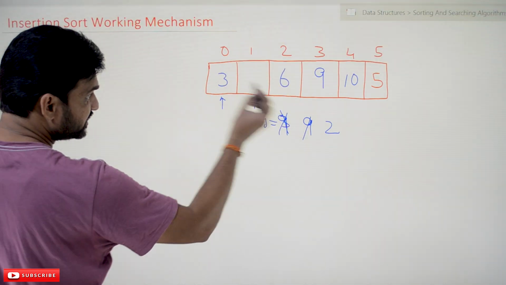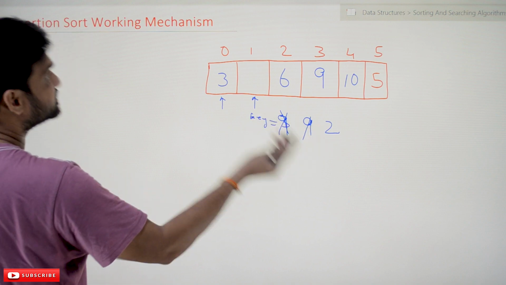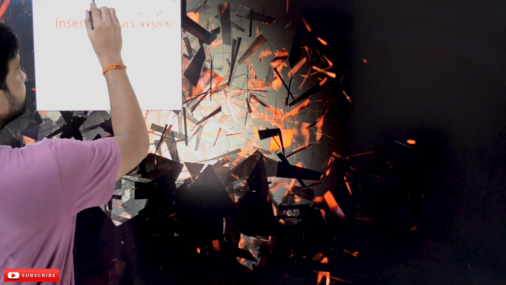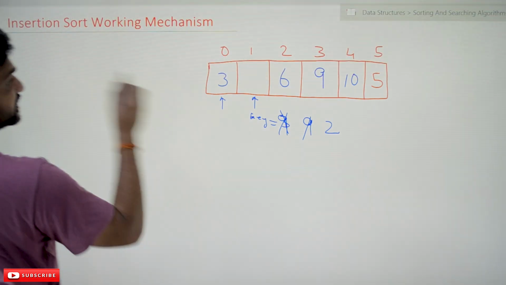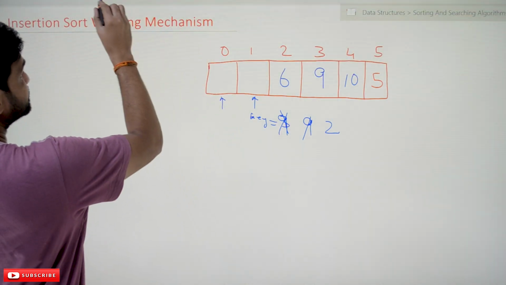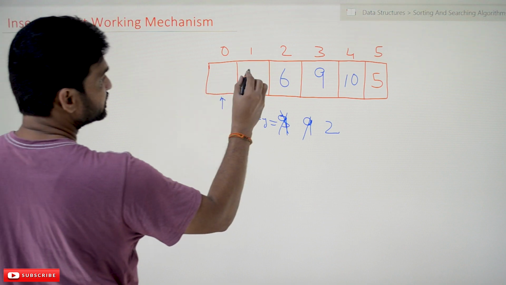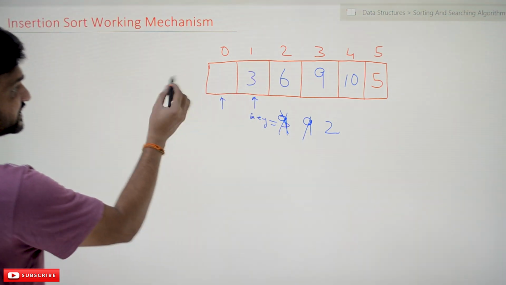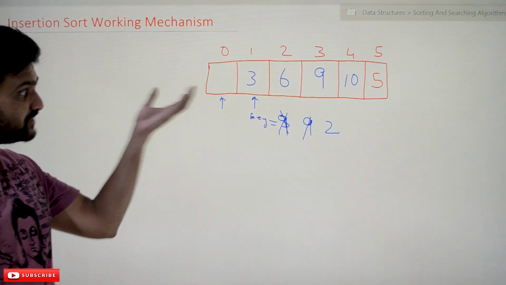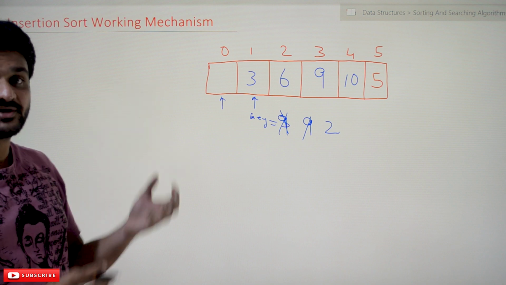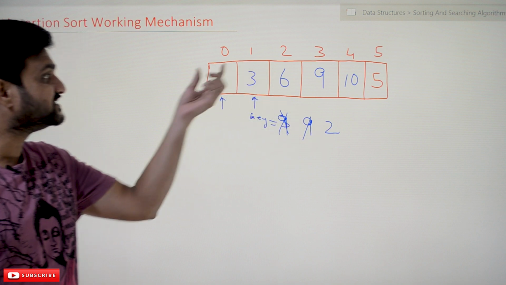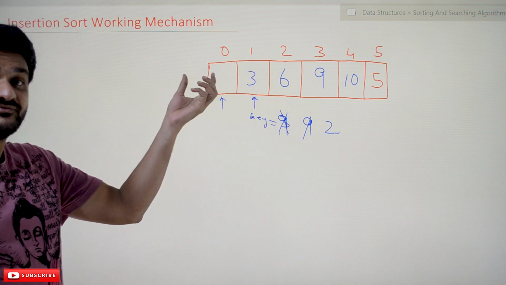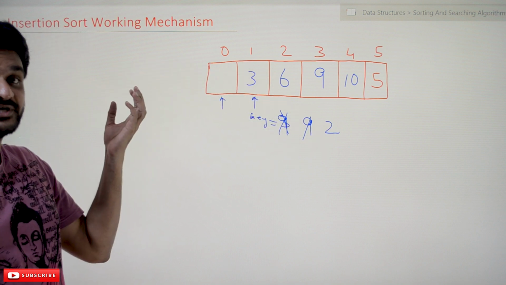Now 3 is compared with 2, is it greater? Yes, it is greater. So 3 has to be shifted. Try to understand the logic. This is how the insertion sort works. Are there any elements to compare beyond this? No. If there are no elements to compare, what do we have to do? We have to place this in its position where there are no elements to compare.